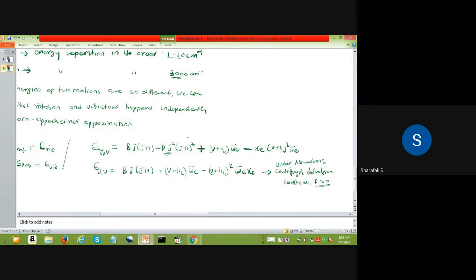In other words, we can say the vibrational energy levels have to be added with this b into j plus 1. That is the total energy level.